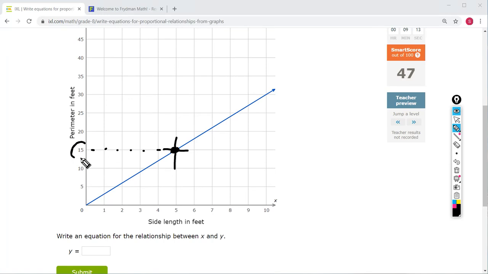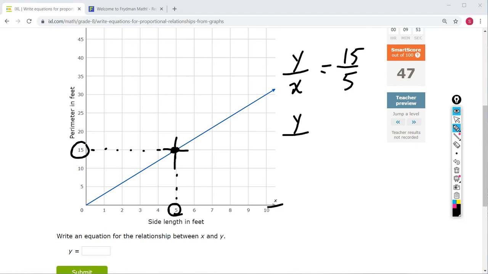All right, so that's 15 for y, and it's 5 for x. So let's do y over x equals, what was it, 15 for y, 5 for x. You want to make sure that you're consistent here. So I put y in the numerator, so I should put my y value also in the numerator. And I put x in the denominator, so I should put my x value, 5, also in the denominator.